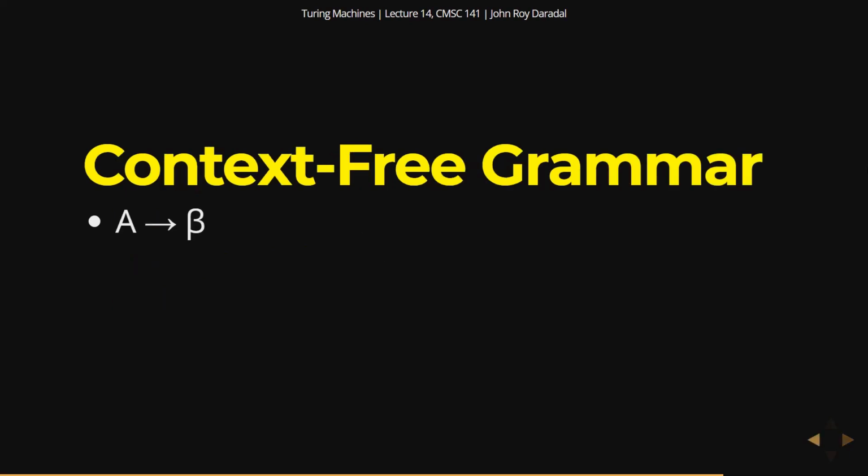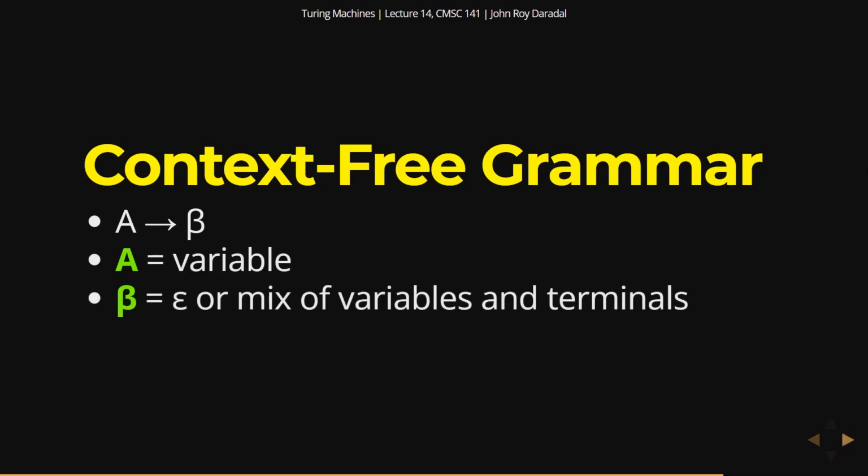For context-free grammars, we've also seen this. The productions are of the form A is to beta, wherein A is a variable and beta is a mix of variables and terminals, or it could also be epsilon. But the left-hand side is always just one variable.